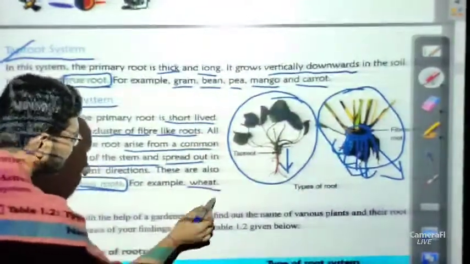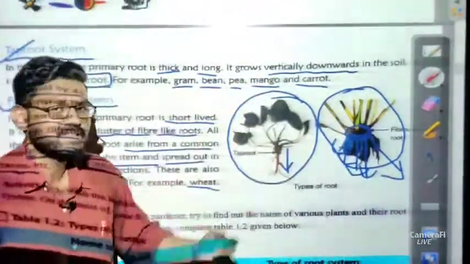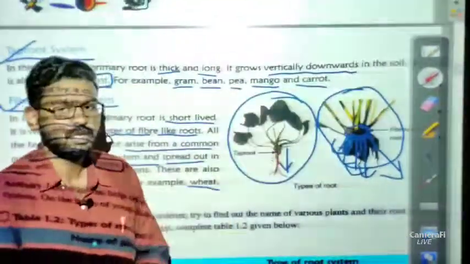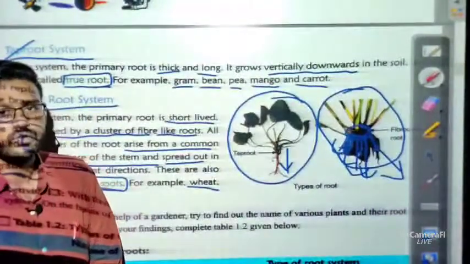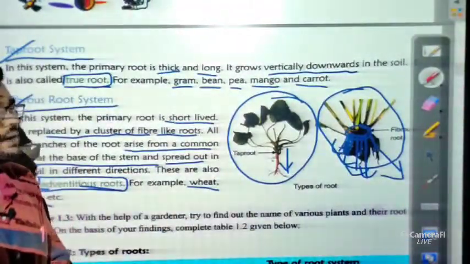Now what are the examples? Examples you need to remember: grasses and wheat. Grasses are very common examples. If you go outside, take one grass and just find out the roots, you will see this kind of picture. Okay, now what question will come from this portion?